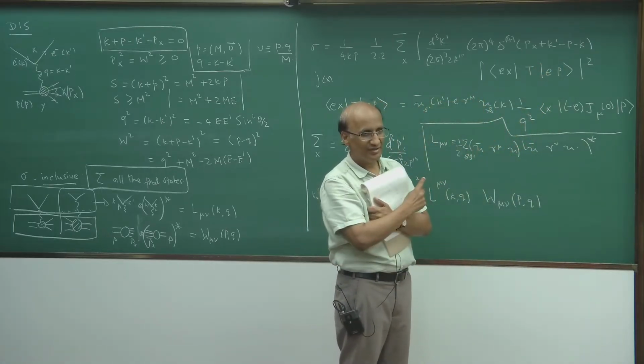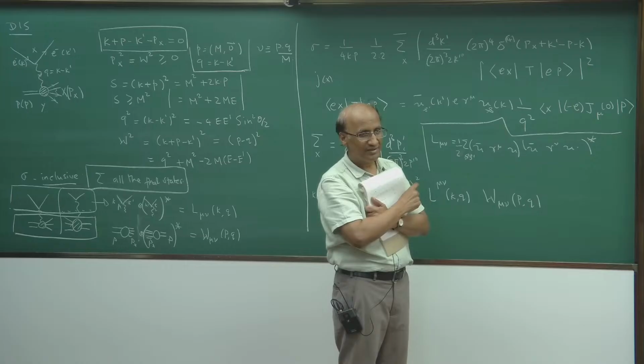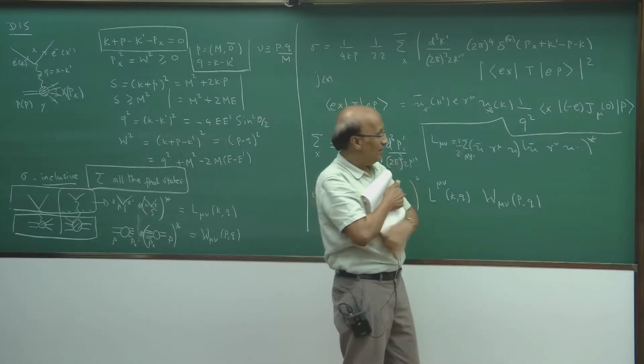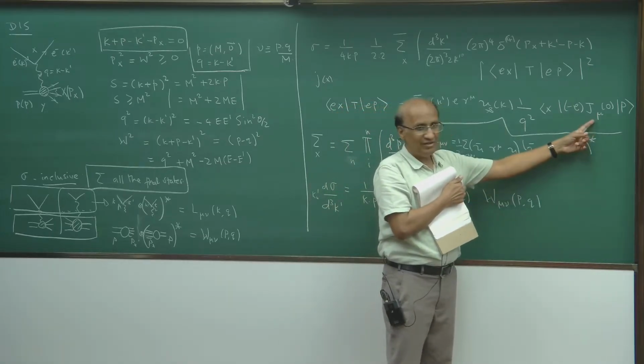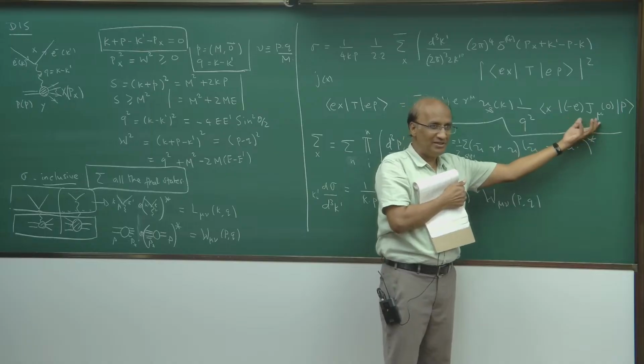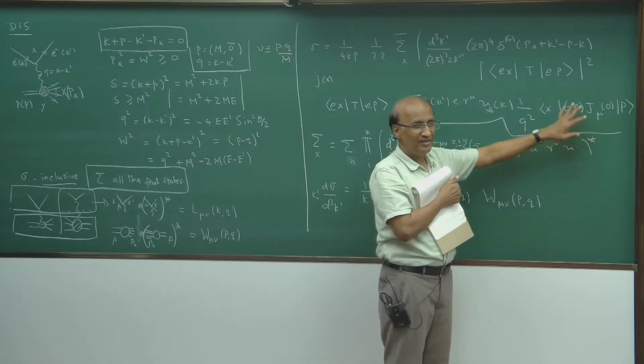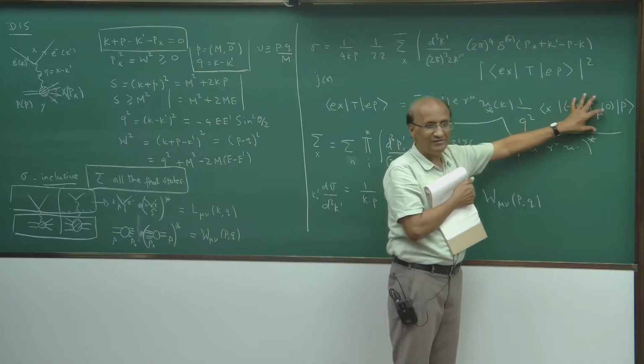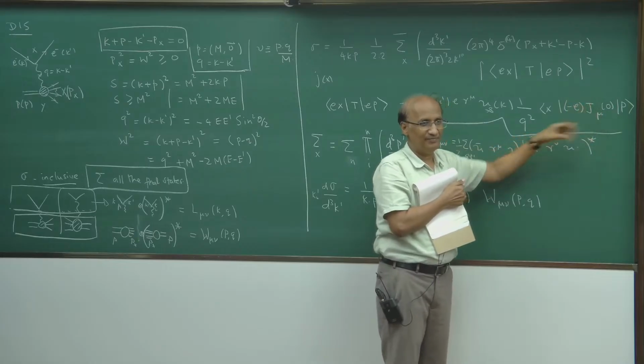I would have thought that we do a Fourier transform and all j of x becomes j of some q's p or something. This is not done. This Fourier transformation is not yet done actually here. The position space current is kept as it is here actually.